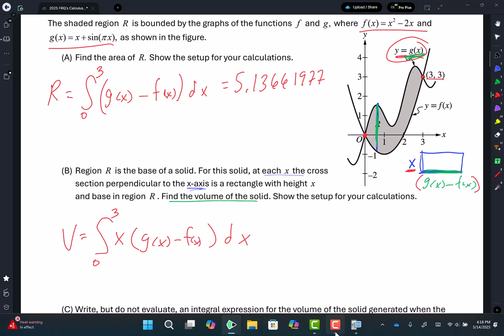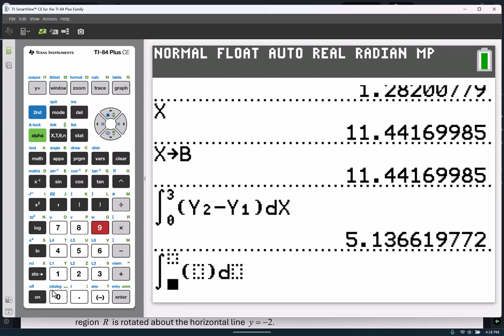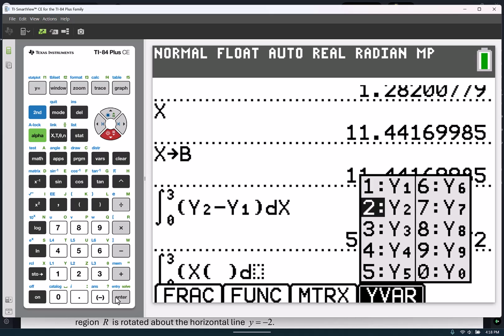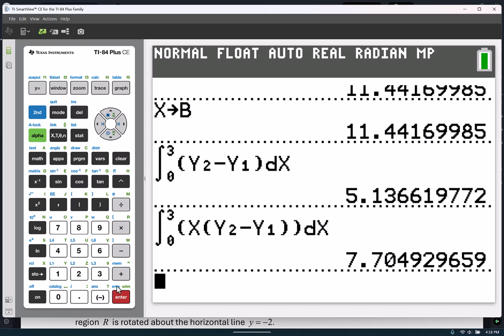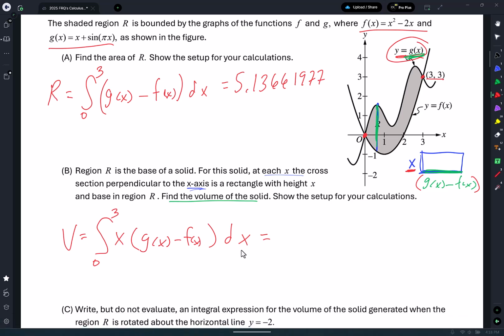Type this into your calculator. I'm going to take my calculator and go math, number 9, from 0 to 3. And then I'm going to go x times g of x minus f of x. Remember that g of x is on what in the calculator? Y2. Y2 minus alpha trace y1. And there it is. Did you get the same answer? There we go. What values do we get? 7.7049296. Perfect.